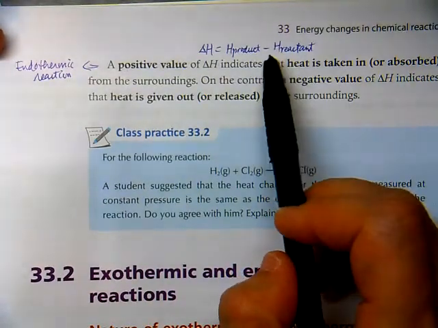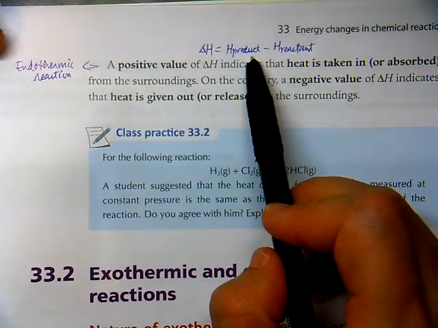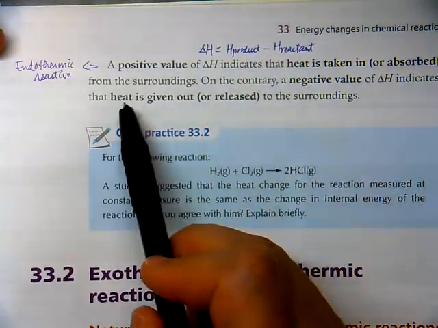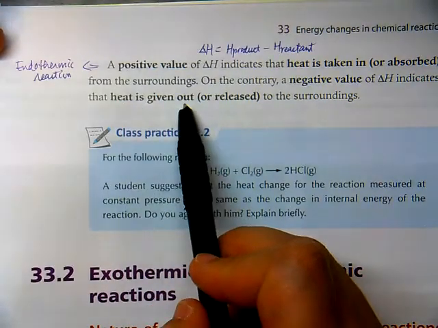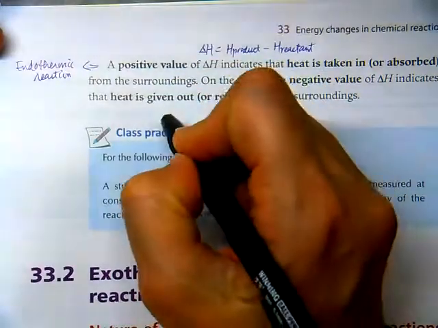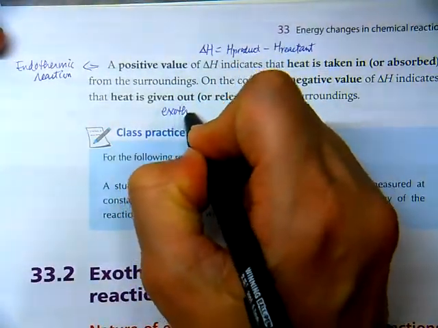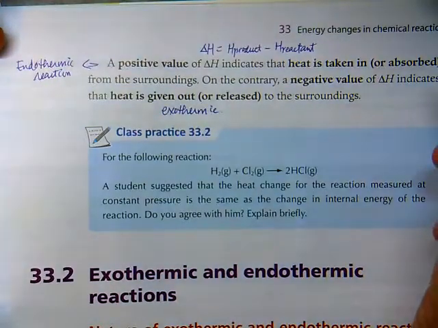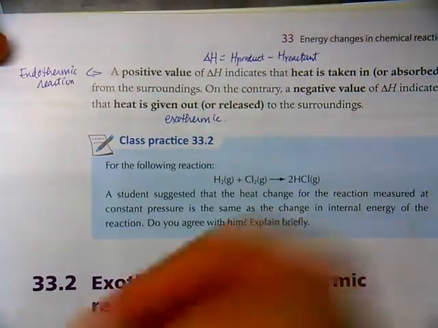On the contrary, if delta H has a negative value, that means the heat content of the product is smaller than the heat content of the reactant. Heat is given out or is released to the surrounding. In other words, the reaction is exothermic. Understand?